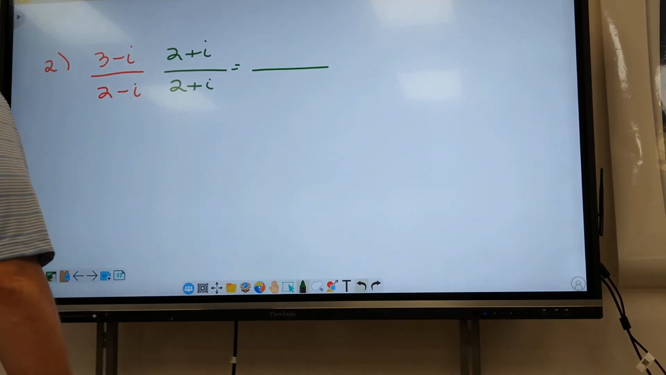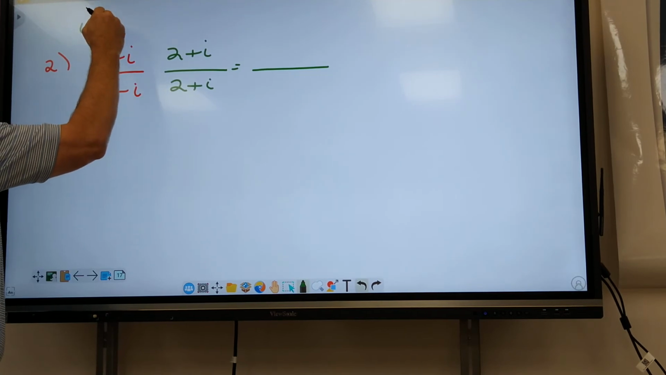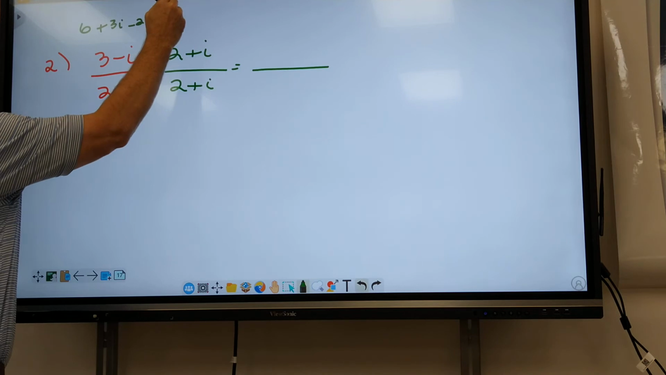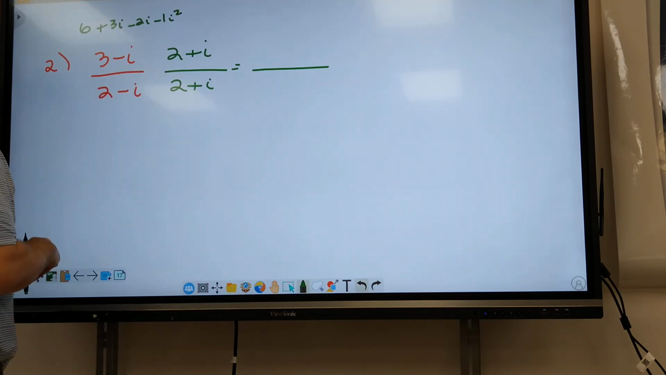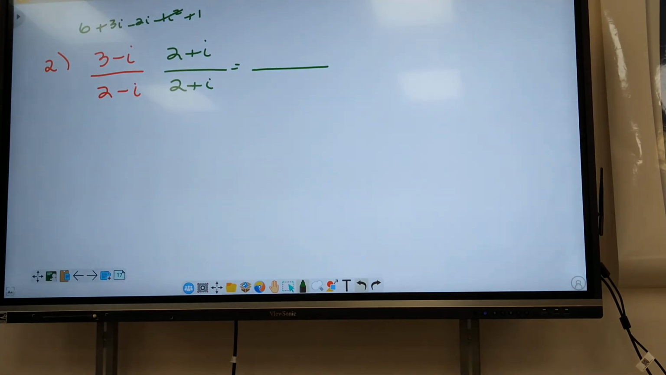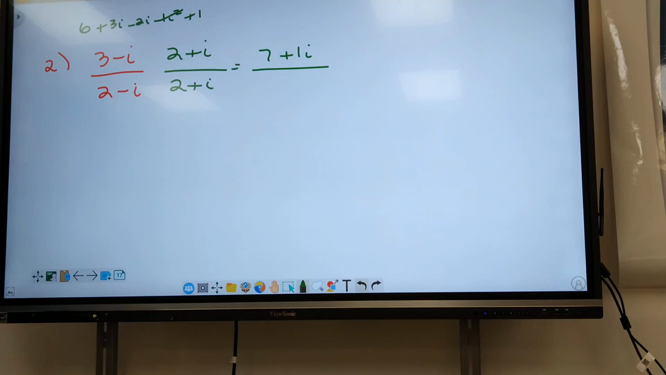All right, so if I multiply the top, I got 3 times 2 is 6, plus 3i, minus 2i, minus 1i squared. Well, that's just going to change into a plus 1. So I got 6 plus 1 is 7 plus 1i. Y'all check my math. Is that right? All right, so now do the bottom, see what you get.